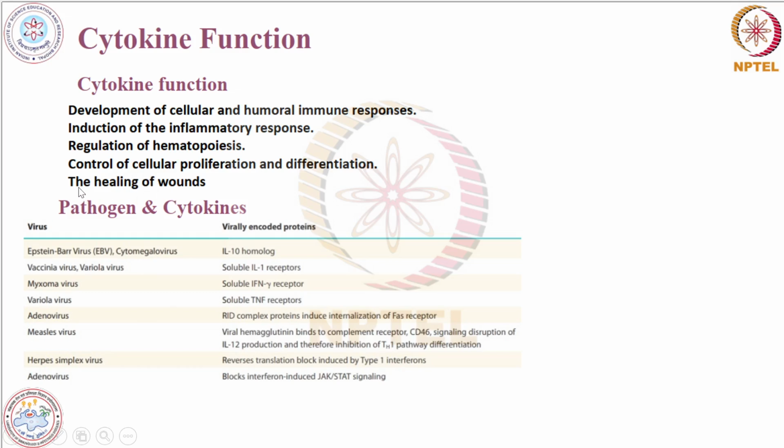So this is again a function of cytokines. There are different functions of cytokines: development of cellular and humoral immune response, induction of the inflammatory response, regulation of hematopoiesis, that is the blood cell formation, the control of cellular proliferation and differentiation, that is which cells will be formed and how those cells will be divided, and wound healing. There are some pathogens and their cytokine responses, so you can check it out from this table. So till here, is this clear?